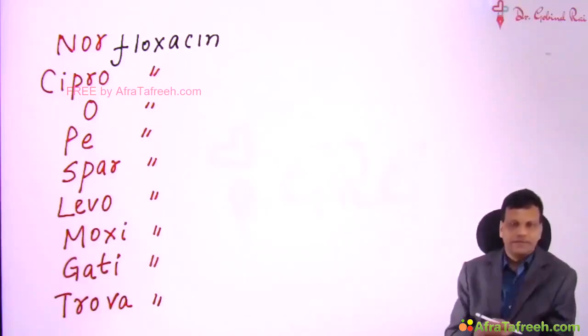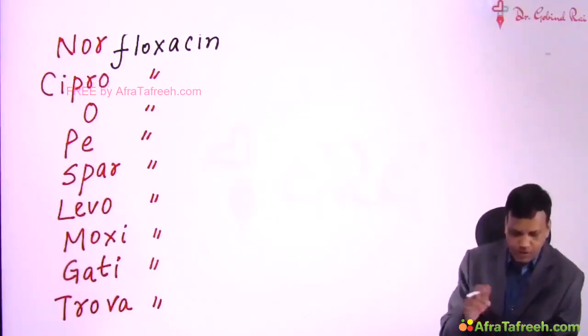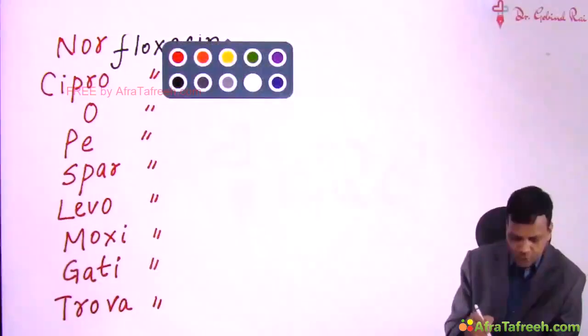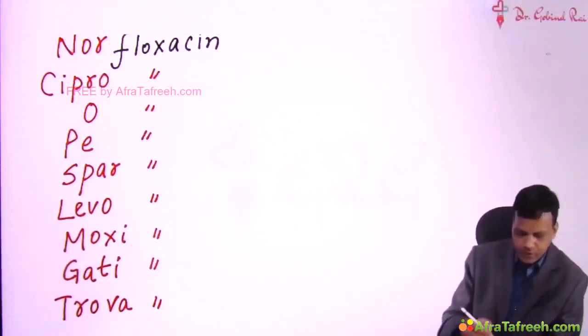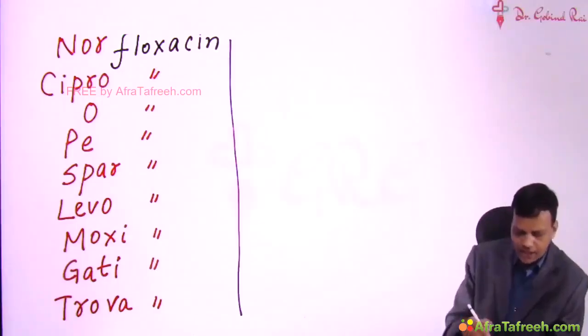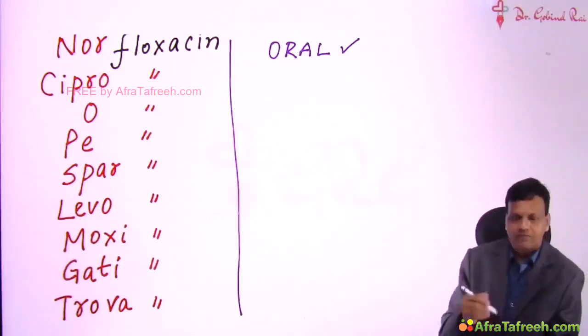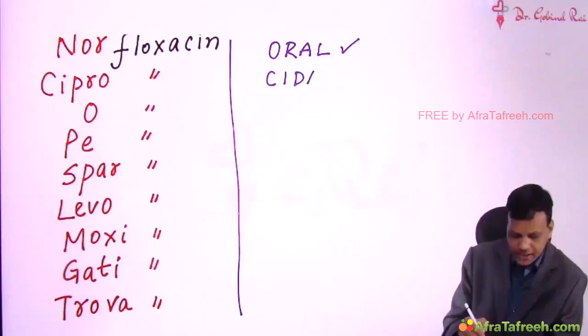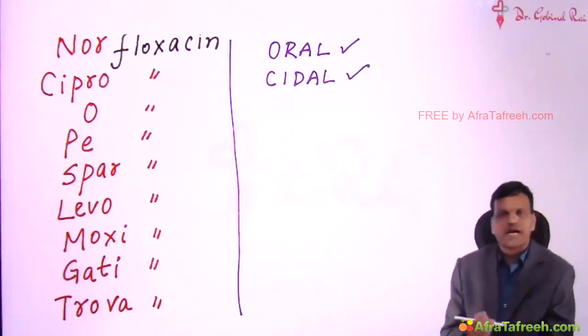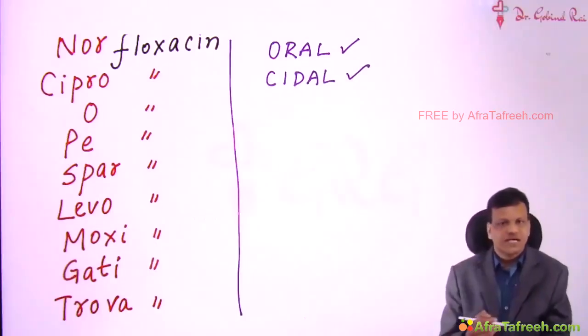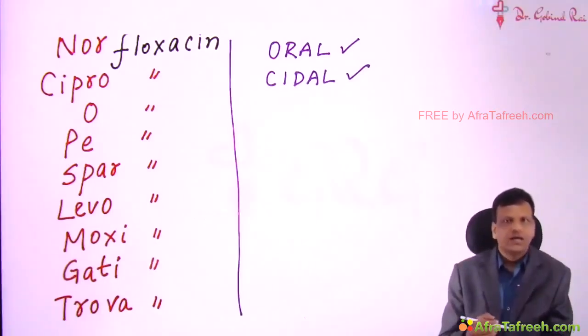They kill the bacteria. Now, a special point about fluoroquinolones as a group to remember: fluoroquinolones are effective orally. They can be given orally. And fluoroquinolones are bactericidal drugs. So they are oral cidal drugs. Most of the cidal drugs which we discussed earlier are injectable, like penicillins, vancomycin, and aminoglycosides, but fluoroquinolones can be given orally.